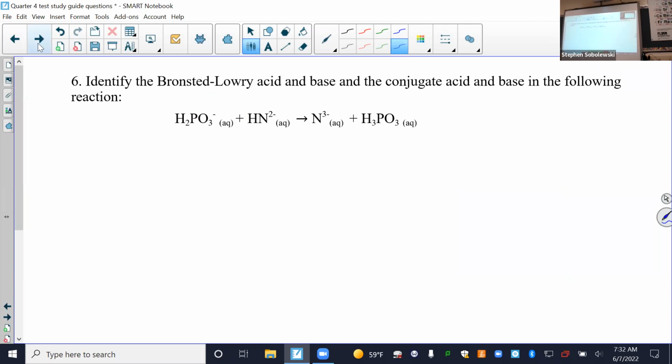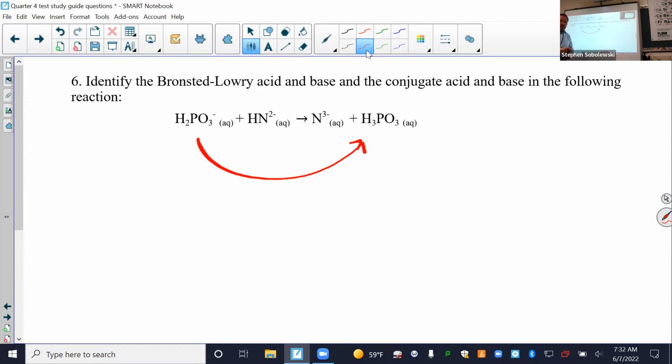Number 6, identify the Bronsted-Lowry acid and base and the conjugate acid and base in the following. So remember, by the Bronsted-Lowry definition, an acid is a proton donor, and a proton is H+, and a Bronsted-Lowry base is a proton acceptor. So let's knock that out first on the left side. So the H2PO3 minus turns into H3PO3. This one turns into that one.